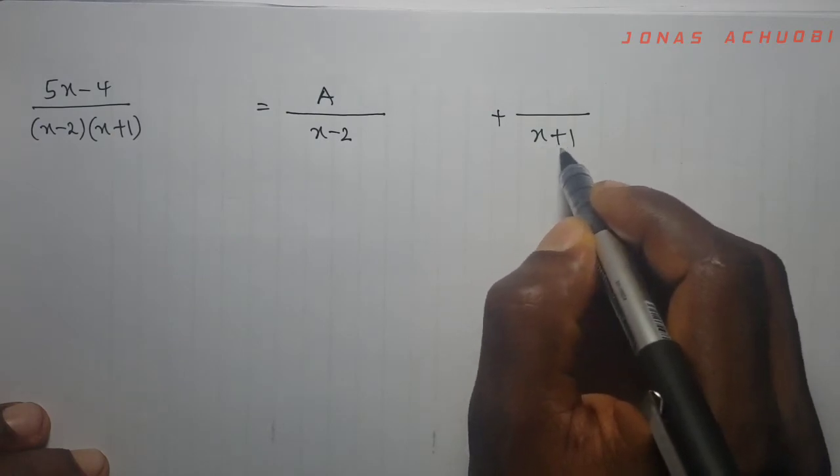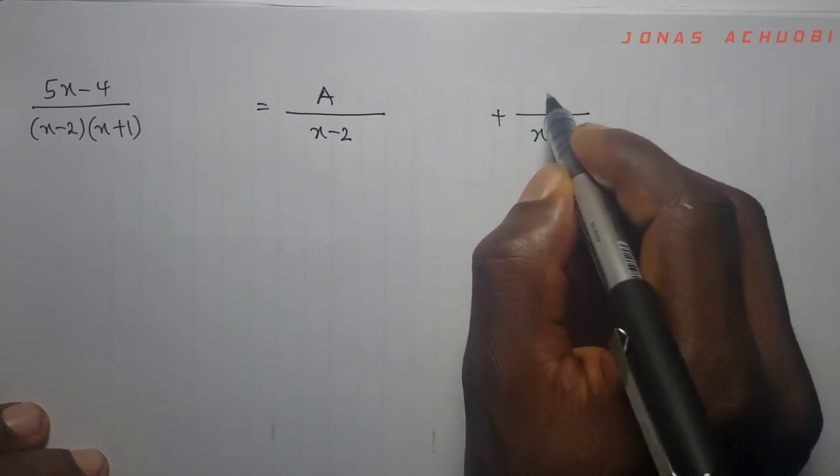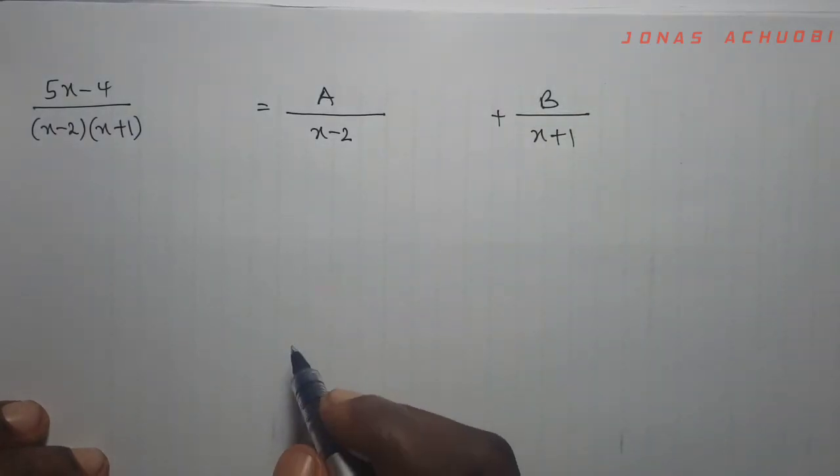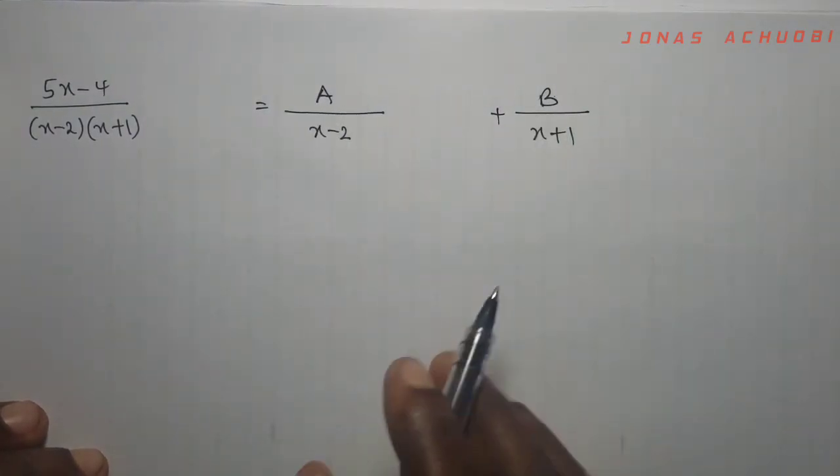Second factor is also linear. That is, the highest power is 1. So what should be up? A polynomial of degree 0. And I put here B. And that is it. We'll now proceed to find the values of A and B.